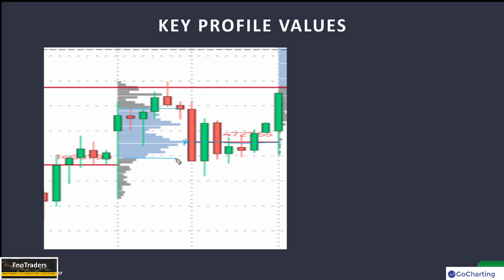How is the value area plotted? Value area is the area where 70% of the volume of the day or the session has traded. So this value area represents 70% of the traded volume for the market. The higher end of that value area range is called value area high, and the lower end is called value area low. So value area low, the VPOC and value area high form your references, like pivot points or any other traditional support resistance that you might want to use.